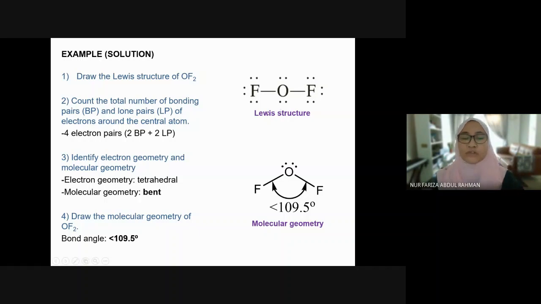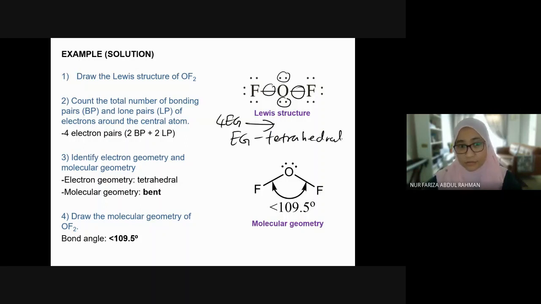Next will be to determine the electron geometry guys. Okay, you have to count. In order to determine the electron geometry, you have to count the number of electron group on the central. Betul tak? So that's why dia punya step number 2 is to count the number of electron group on the central. Kalau saya terus je determine the electron geometry, how do you determine the electron geometry? Count the number of electron group. Okay? Alright. So count the number of electron group. 1, 2, 3, 4. So we have 4 electron group guys. Okay, the electron geometry will be tetrahedral.